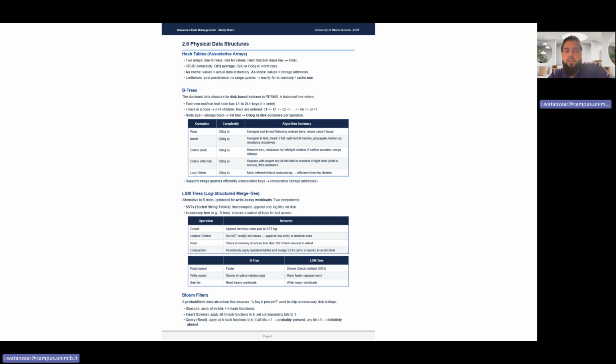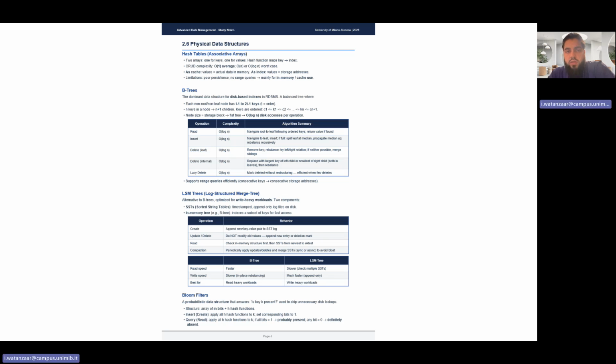Hash tables are two arrays, one for keys and one for values, like key-value pairs. The hash function maps keys to indexes. The main difference from the key-value model, which we saw in the logical models, is that that is a logical model, but this is a data structure. Over there we have key-value pairs, but here one array is for the keys and one is for the values, and the keys use a hash function that maps to indexes. That is the main differentiation from key-value.